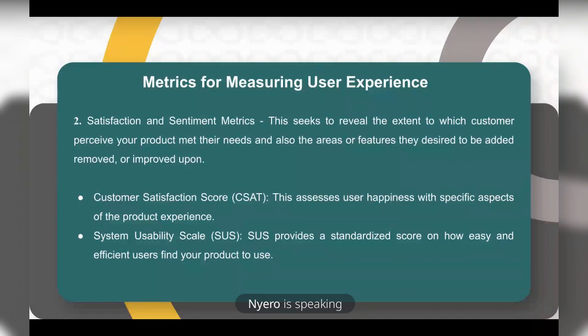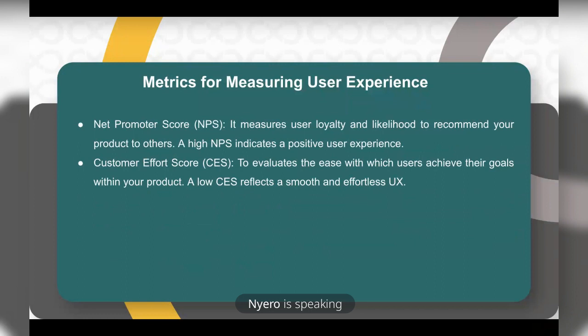customer satisfaction score, which essentially assesses your user happiness with specific aspects of your product experience. System Usability Scale provides a standardized score on how easy and efficient users find your product to use. Net Promoter Score measures user loyalty and likelihood to recommend your product to others. This can be tested with surveys, right? So you conduct quantitative research. Customer effort score evaluates the ease with which users achieve their goals within your product.